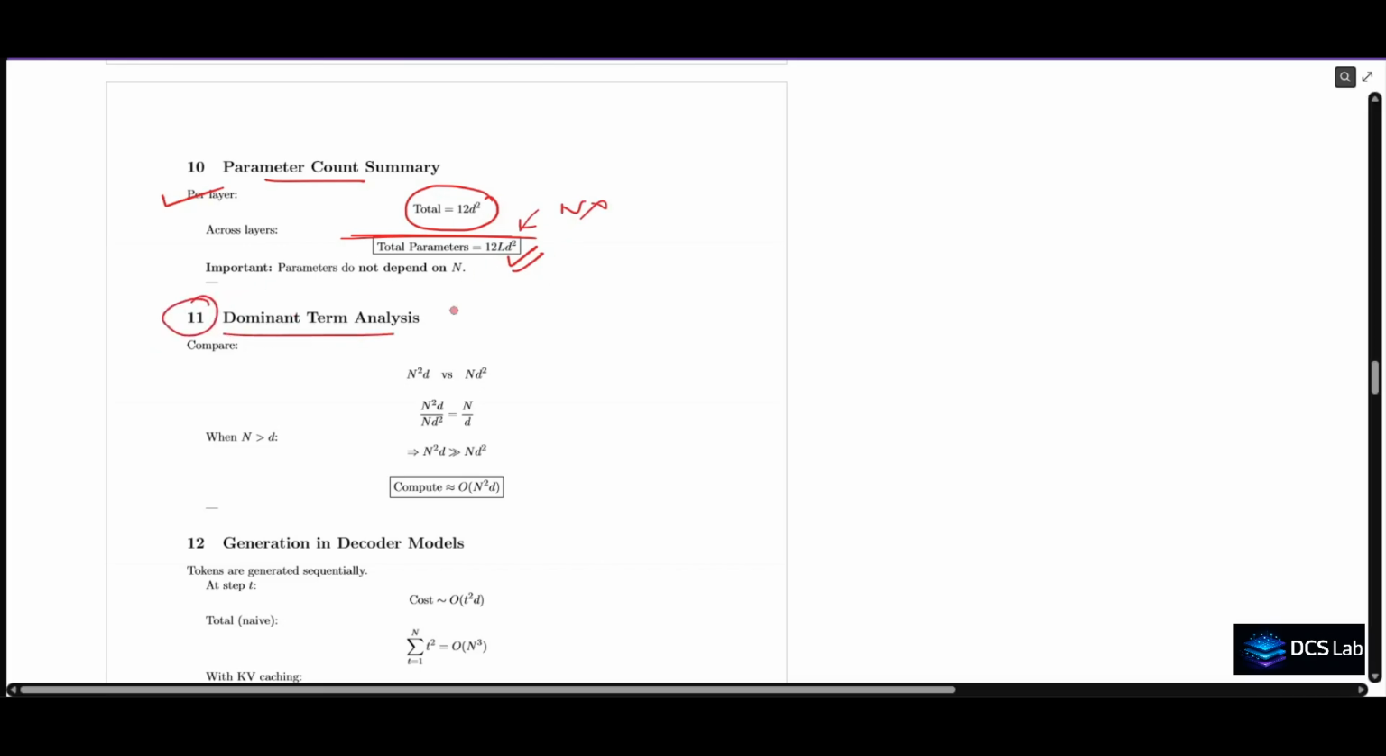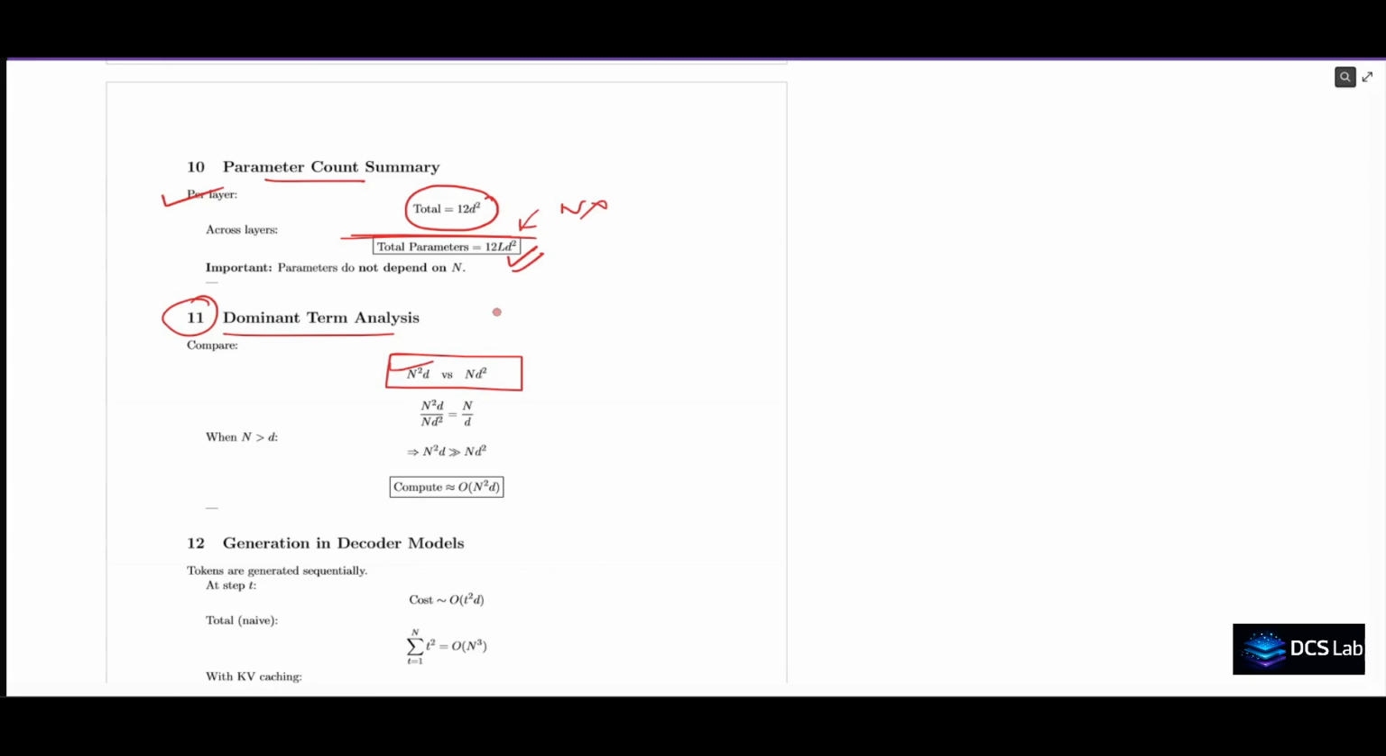Dominant term analysis. Now we are going to compare the two dominant terms in the cost, n squared d or n d square. Definitely the number of tokens we are entering will mostly be larger than the vector size, D, the dimension of the vectors. So we consider n as the dominating term, and hence n squared d will dominate, and the total time complexity here reduces to order of n squared d. We consider the other term comparatively less and negligible. Hence, we drop that term from the cost. The total computation cost in the decoder is order n square d.